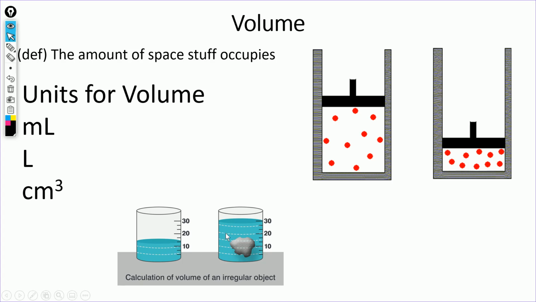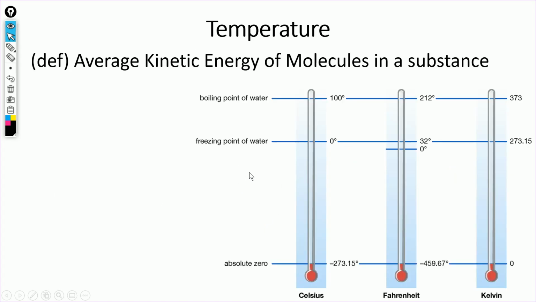Because in both these, I have the same amount of water on the left as I do on the right. The reason why the water level is higher is because now I have this pebble in here, which is also taking up space and pushing the water up. However much water got moved up from here to here, that's the volume of the pebble. Right, so there's different ways to find volume. Now, temperature is one we're very used to, but actually we don't know the definition of quite yet.